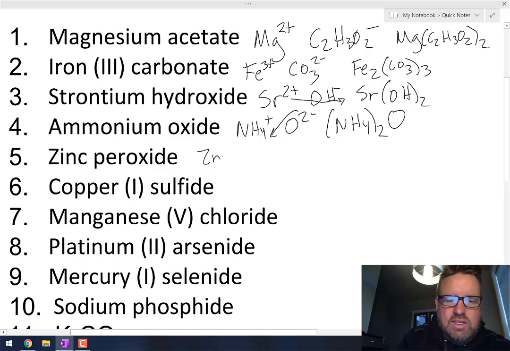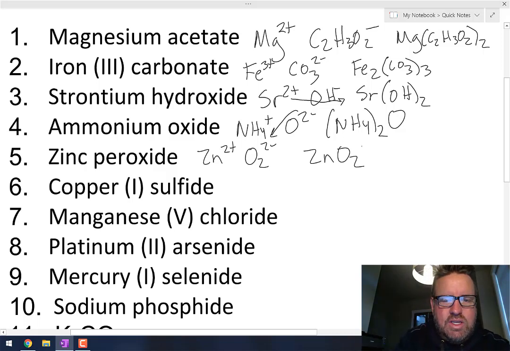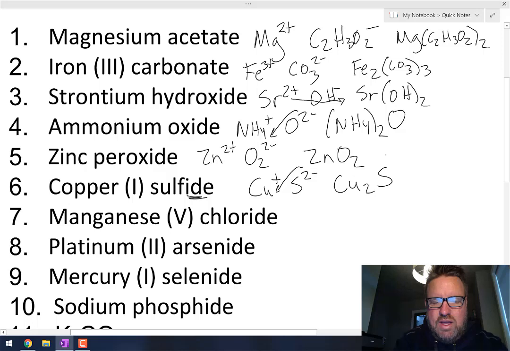Zinc peroxide. Zinc is one of the ones that always has a charge. Even though it's in the transition metal area, it always has a constant charge of +2, just like aluminum's +3 and silver is always +1. And then peroxide is 2 minus, so notice the +2 and the -2 cancel each other out. So we just get ZnO2. Number 6, copper 1 sulfide tells us that the charge on the copper is +1. Sulfide, remember, is not sulfate. Sulfide comes from sulfur. So that has a -2 charge. And so that 2 is going to come down here. We're going to get Cu2S.